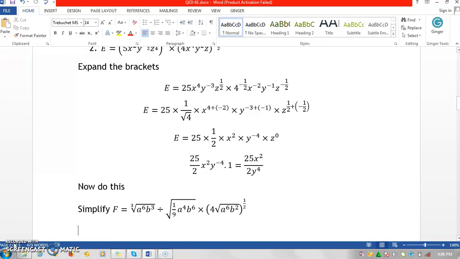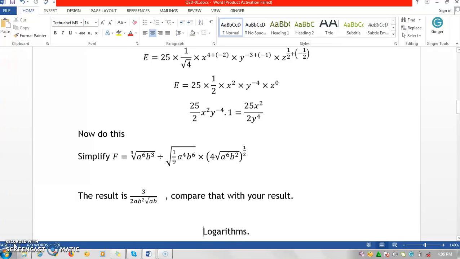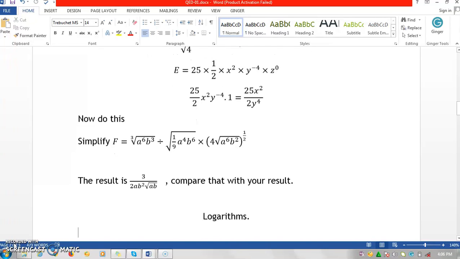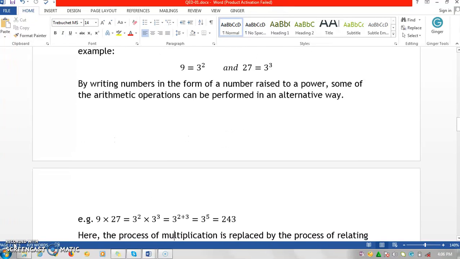It is quite easy. Now we want you to do this and compare your result with our own result. We have 3 all over 2ab square root of ab. Compare with your result and see if we have it right.